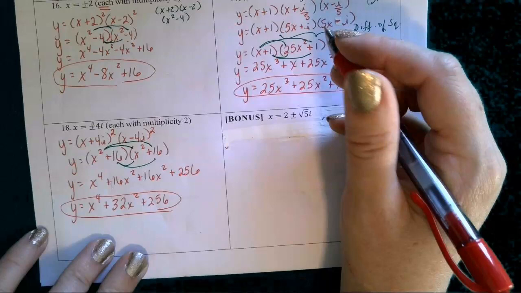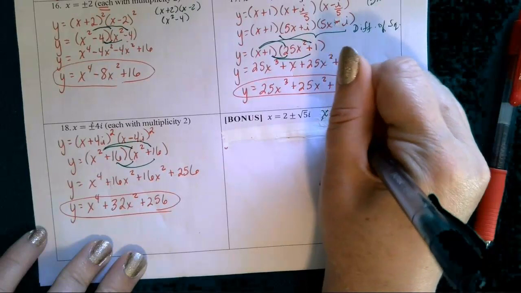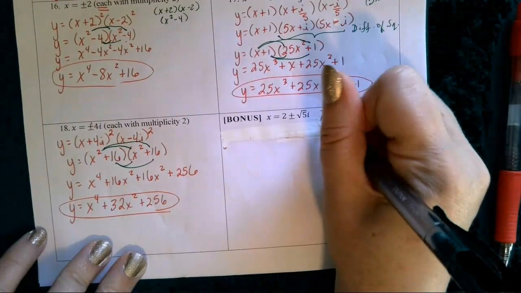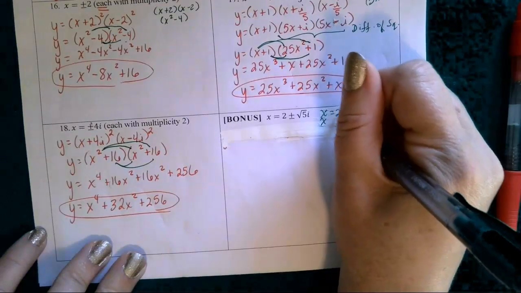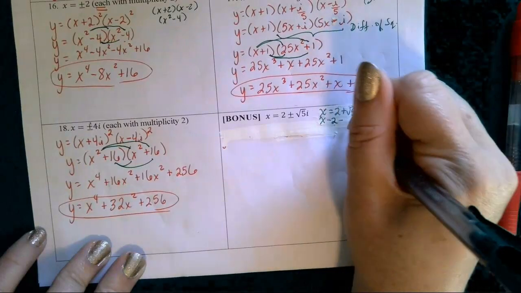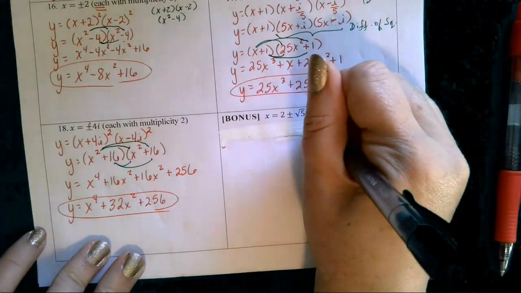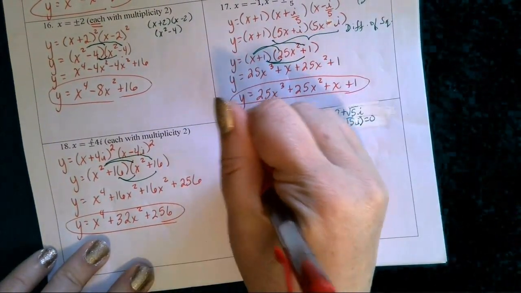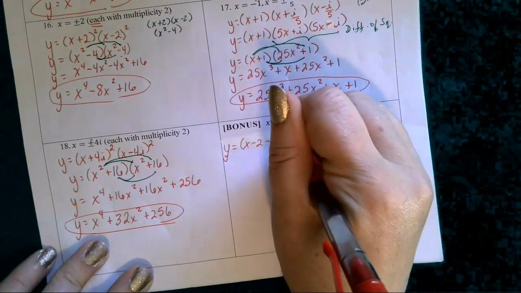Okay, so now when we do the bonus, to get this factor from x equals 2 plus or minus the square root of 5i, I'm going to first recall that if I have x equals 2 plus the square root of 5i, and I want to change this zero into a factor, I subtract everything over to the side with my x. So this 2 here I would subtract and get x minus 2. The square root of 5i I would subtract and have minus square root of 5i. And that would equal 0 then. So that would be my factor. So y equals x minus 2 and then minus the square root of 5i.